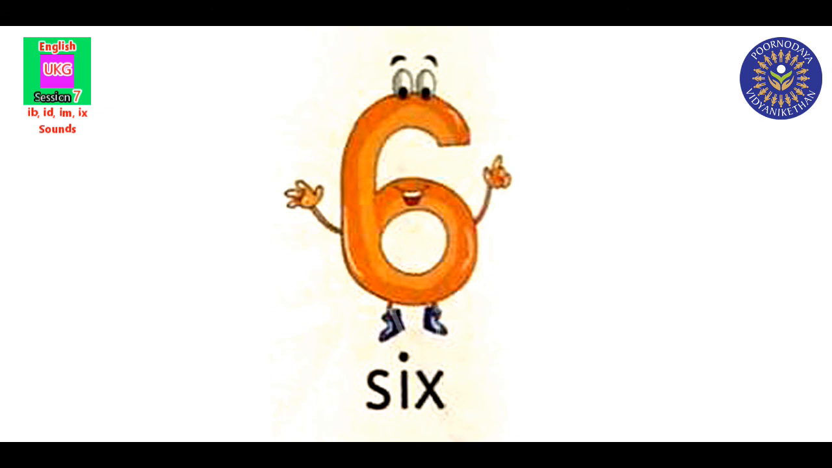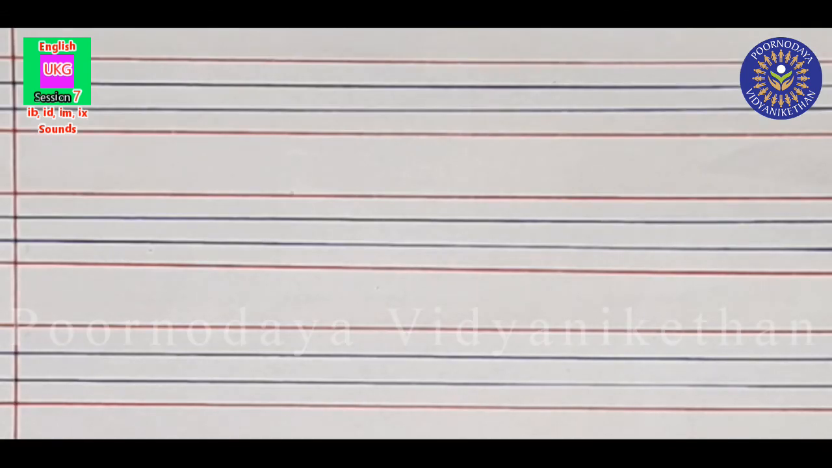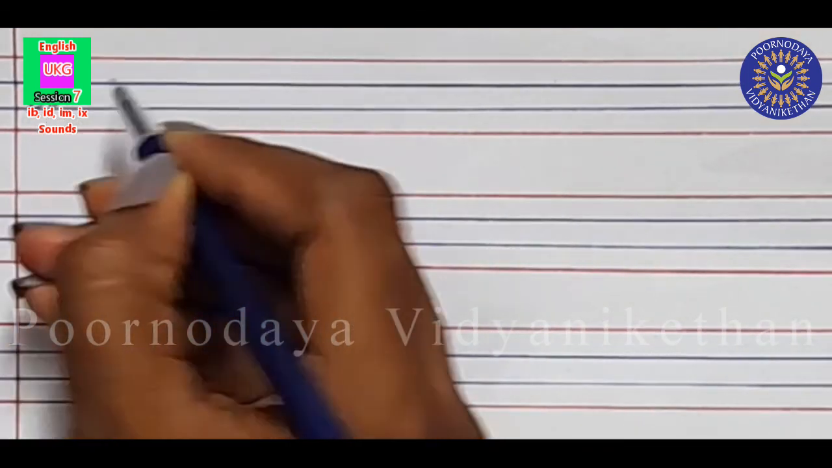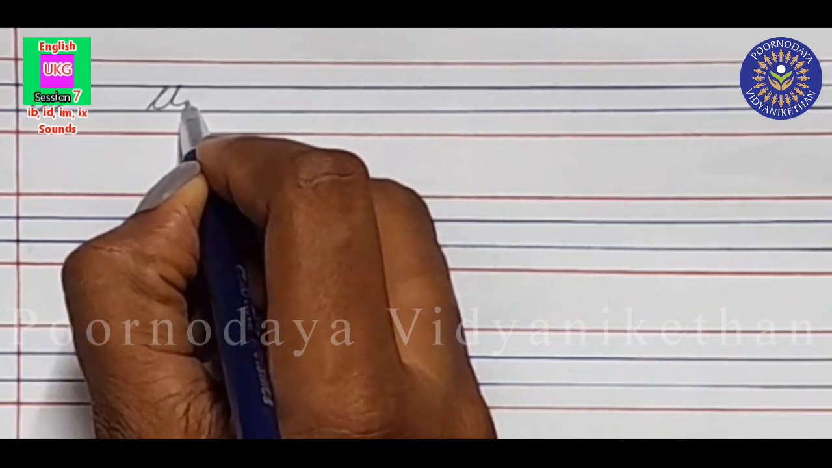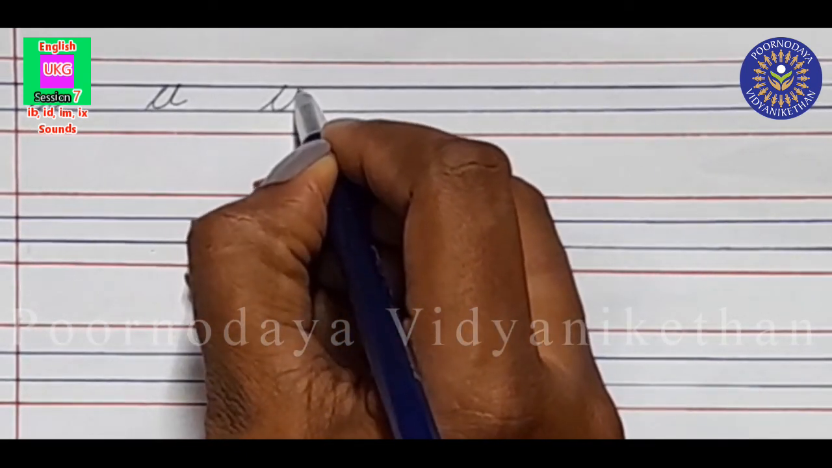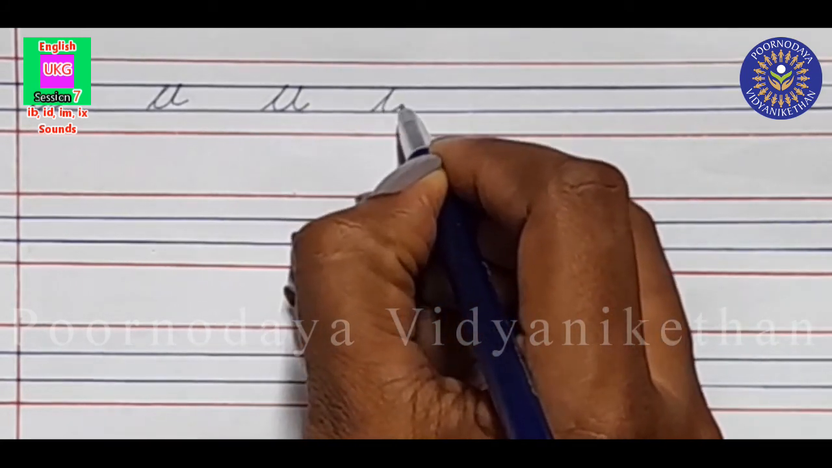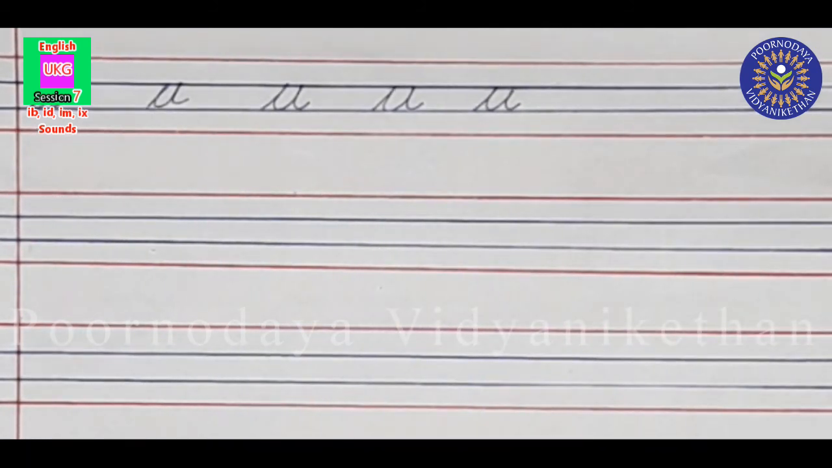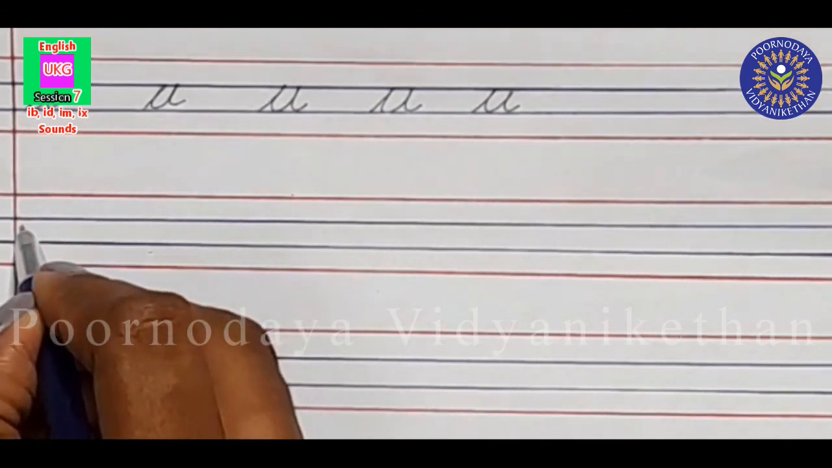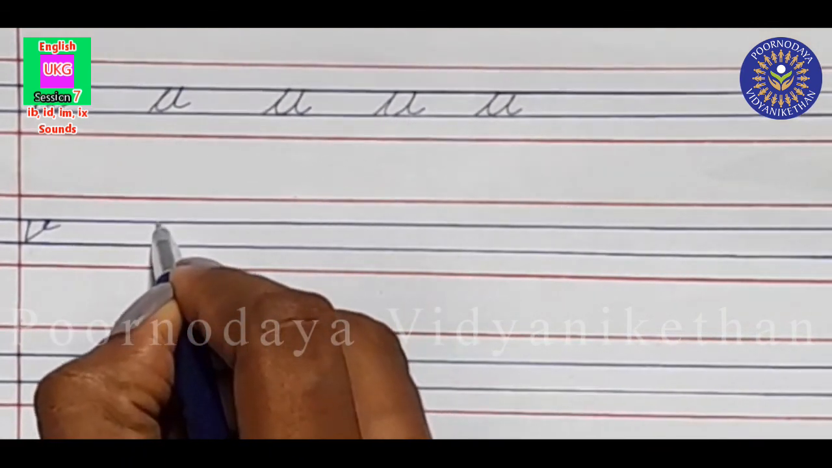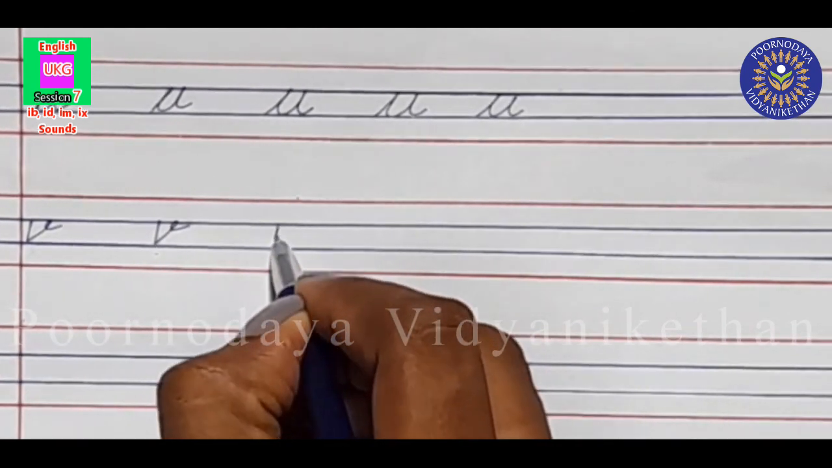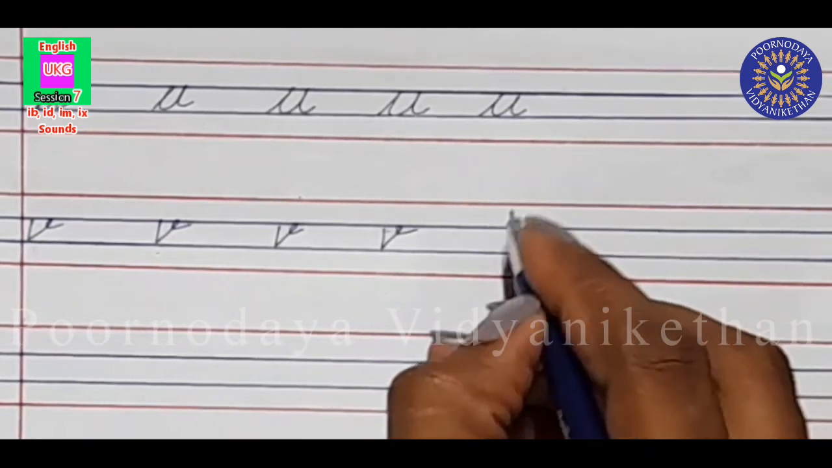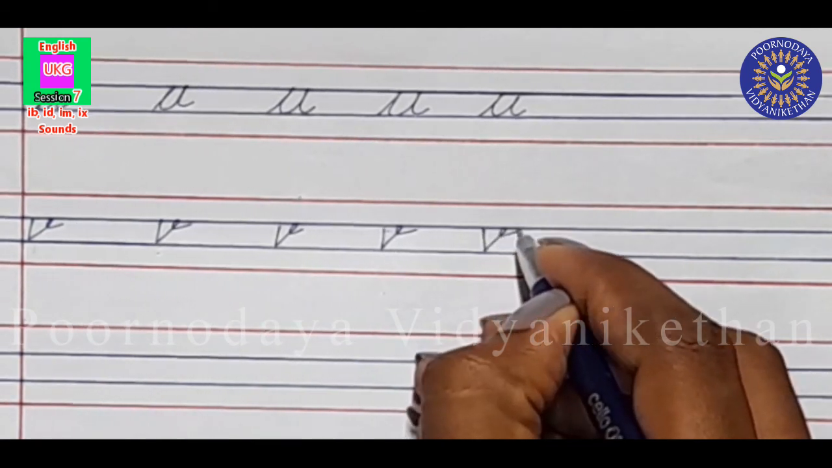Did you understand? Today, we are going to learn the cursive writing letters U, V and W. U, can you see this, children? U. Now, letter V. Can you see this? Letter V.